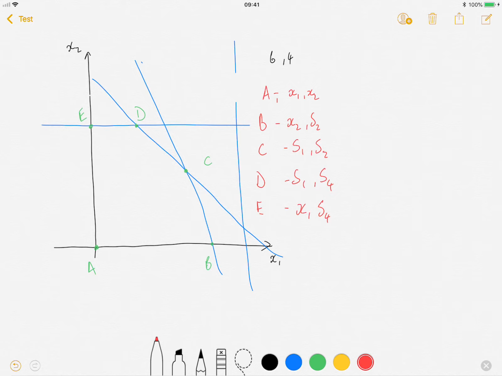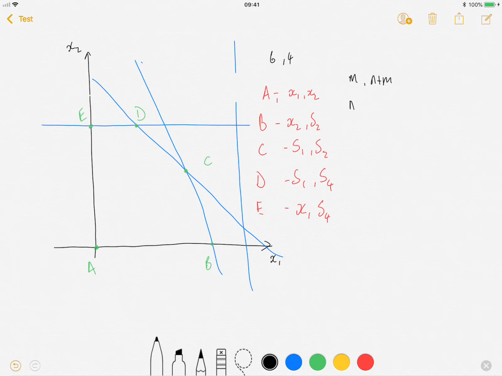Now, in general, if we have m linear equations with n plus m unknowns, this can be solved for a basic solution by setting n non-basic variables equal to 0 and solving for m basic variables. And if that solution is greater than 0, we call it the basic feasible solution.